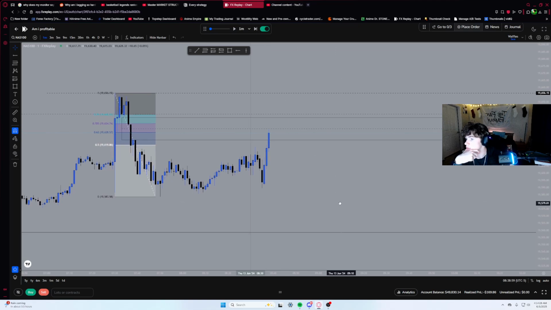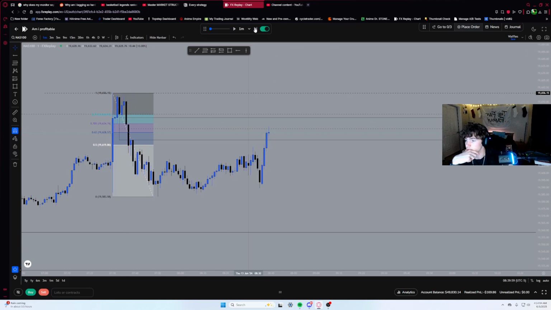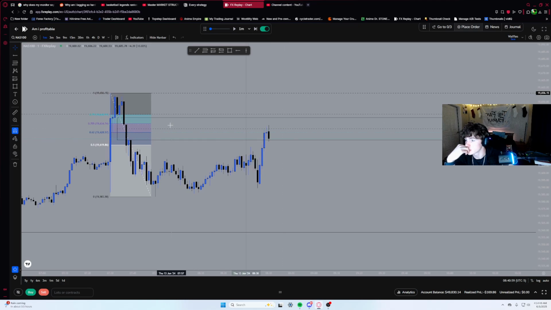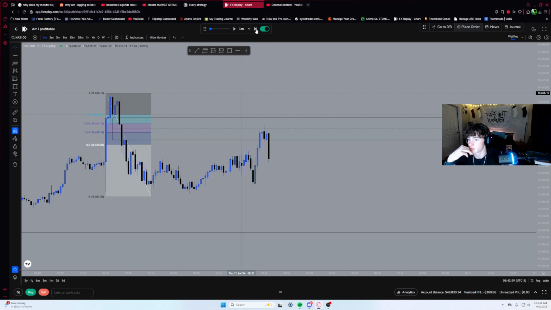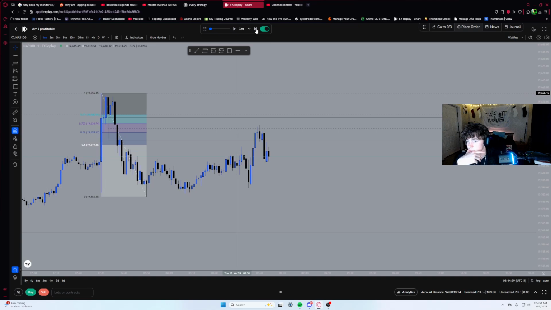Cool. All right. So we also have a fair value gap right here that I would rather short because there's a 0.705 consequent encroachment. I like this. I think it'll go up a bit more. No? That's fine.